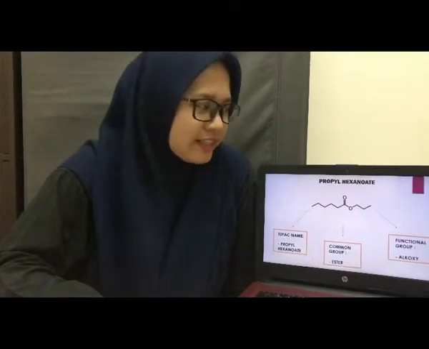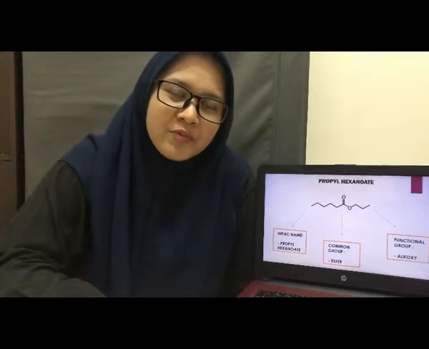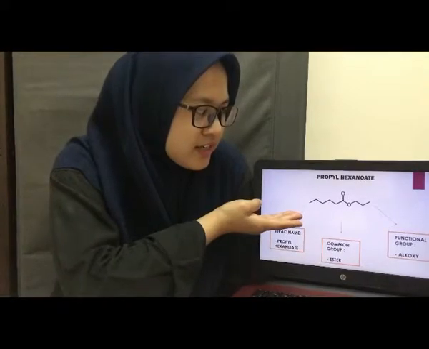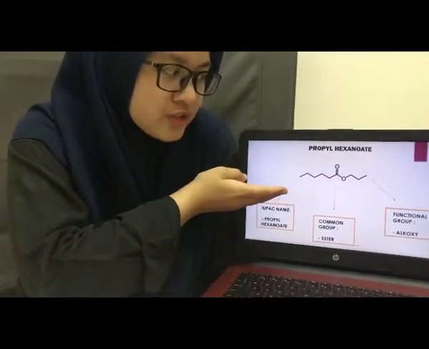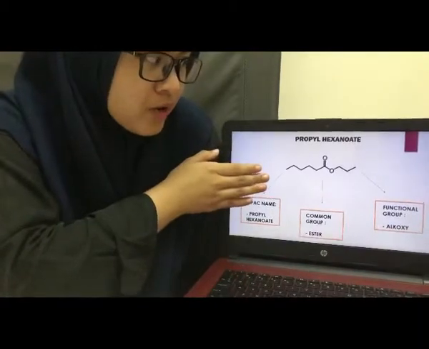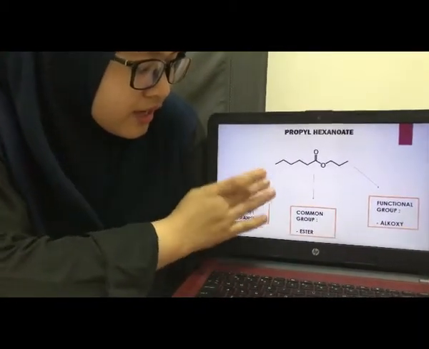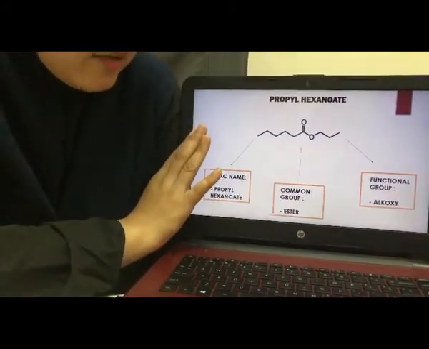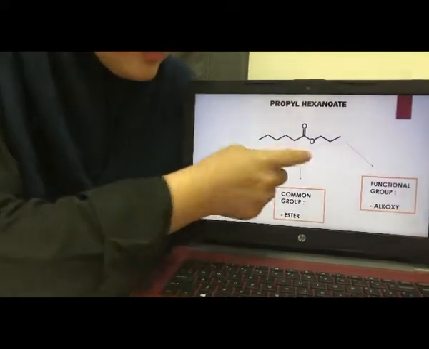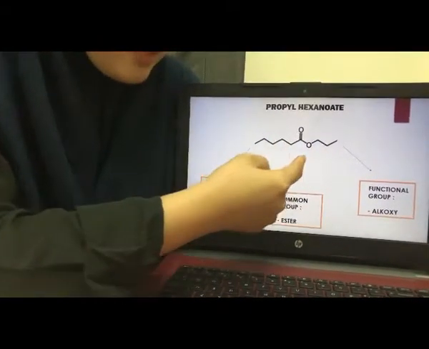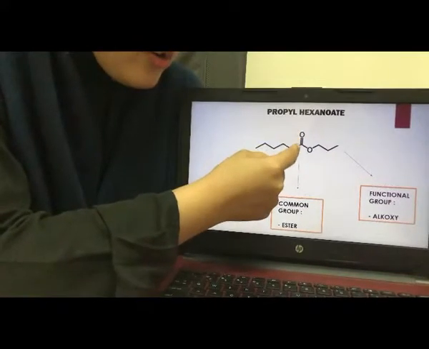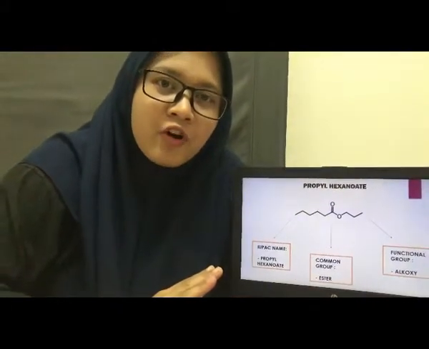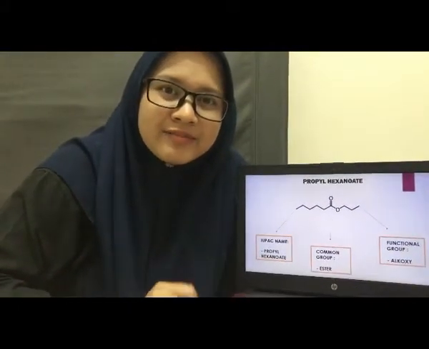Next time we meet again at the second compound that our group had chosen, which is propyl hexanoate. As you can see here, this is the skeletal structural formula of propyl hexanoate. The IUPAC name is propyl hexanoate. The common group is ester, and the functional group is alkoxy. Basically, this is ester, which is C double bond O, O, C. Ester is derived from carboxylic acid and alcohol.